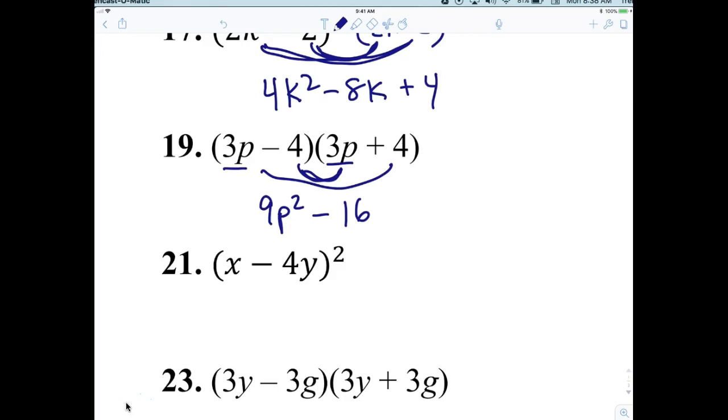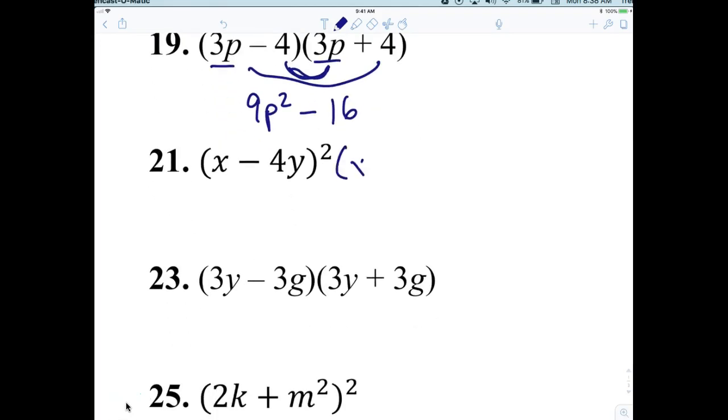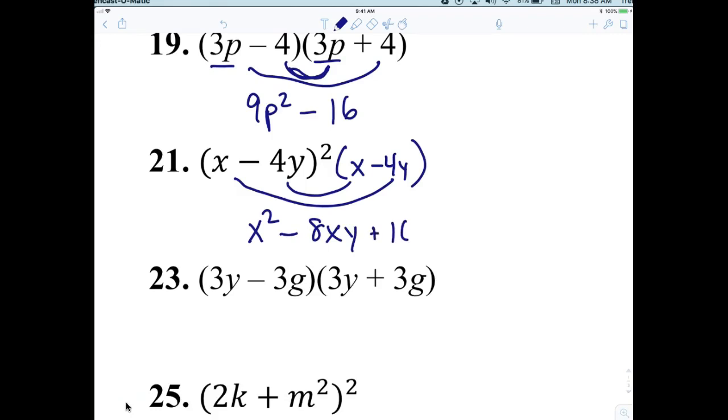Number 21. x minus 4y times x minus 4y. I'm just doing this one because there are multiple variables, but of course that's not going to hurt anything. So here we go. What's x times x? x squared. Now, alphabetical. Negative 4xy. And over here is another what? Negative 4xy. So altogether that is negative 8xy. And then negative 4y times negative 4y is a positive 16y squared.